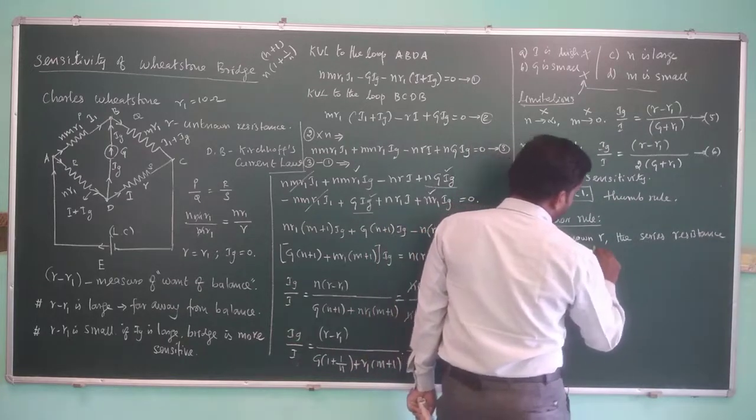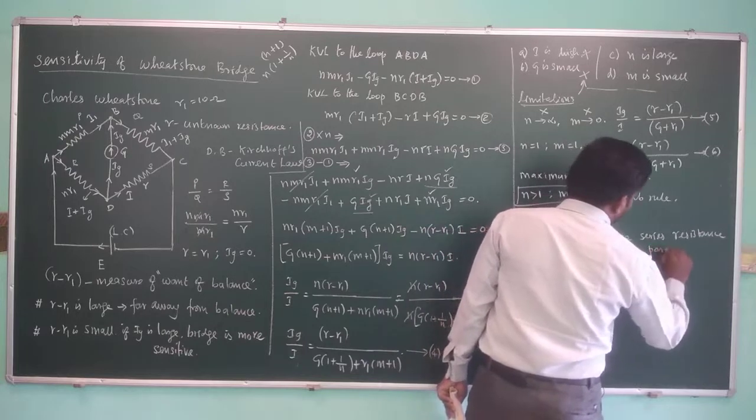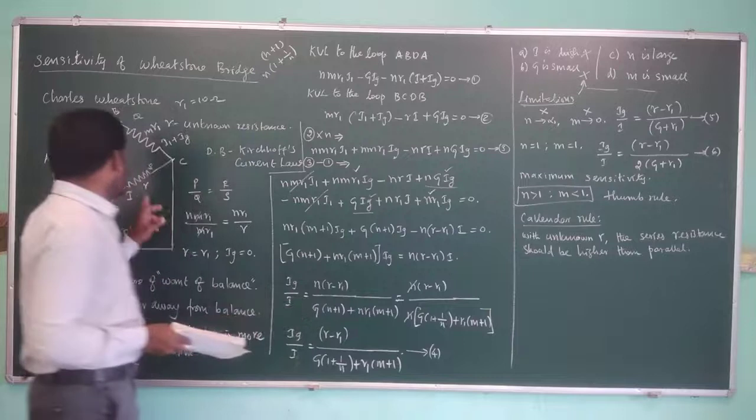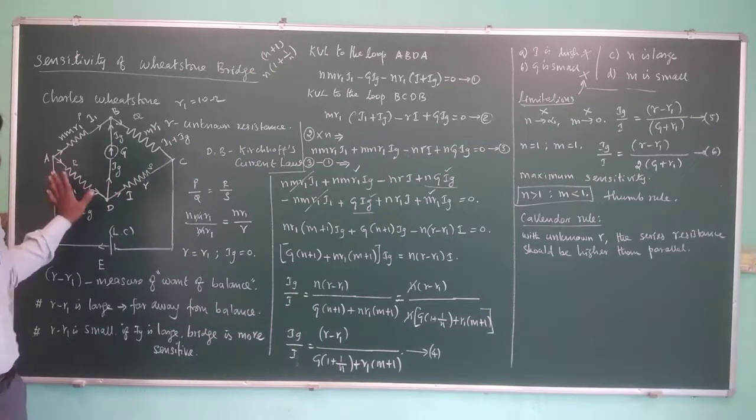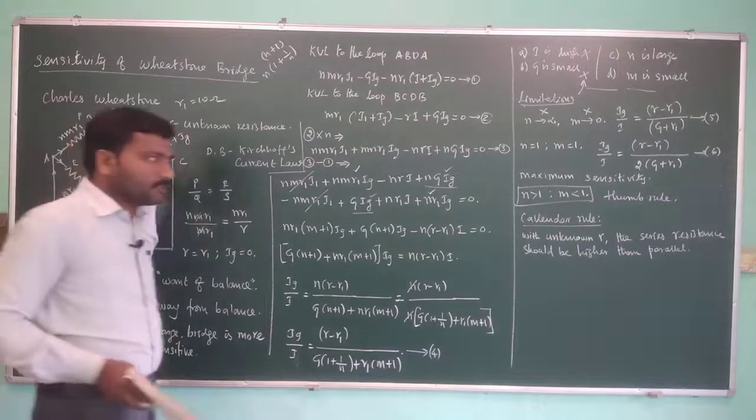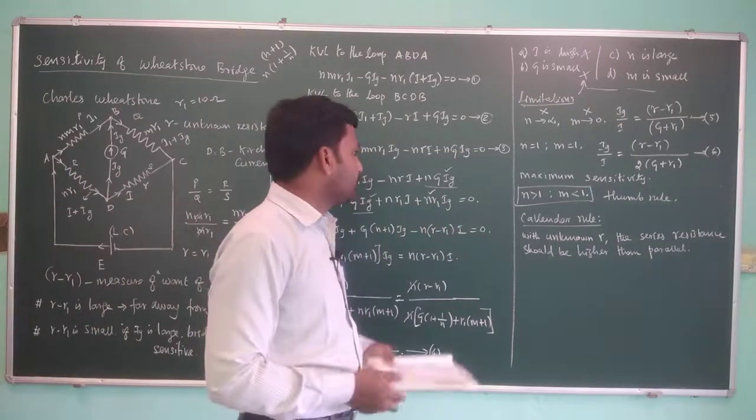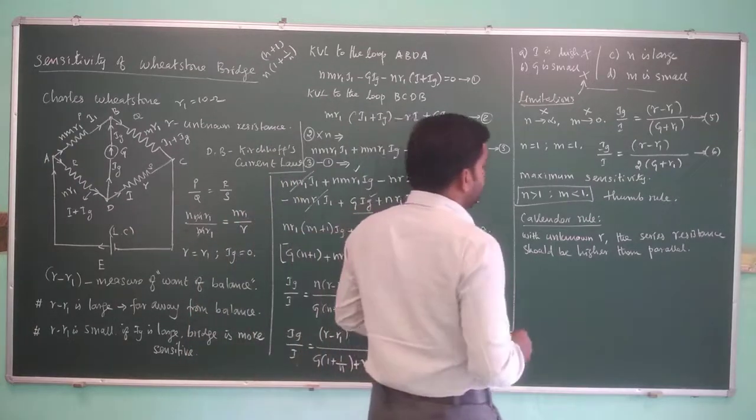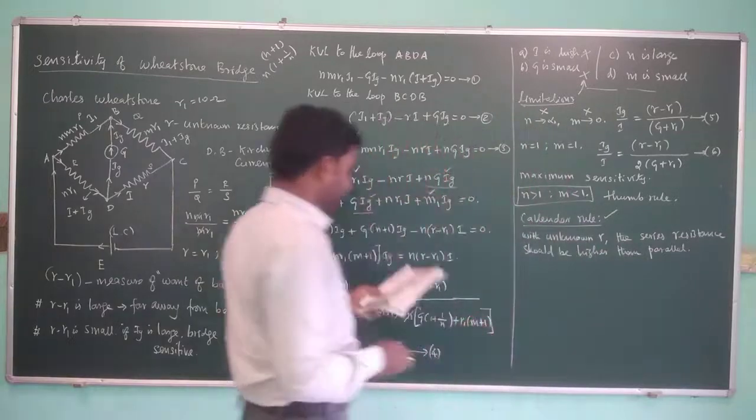Should be higher than parallel resistance, simply. That is, you have to compare with the unknown resistance. For this unknown resistance, some resistance will be connected in series and some in parallel. So the series resistance should be higher than that of the parallel one. That is one rule, which is given by Callendar's rule. It is said to be Callendar's rule, and this is the one which gives you the maximum sensitivity, right?